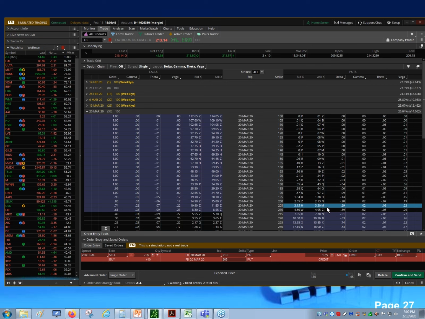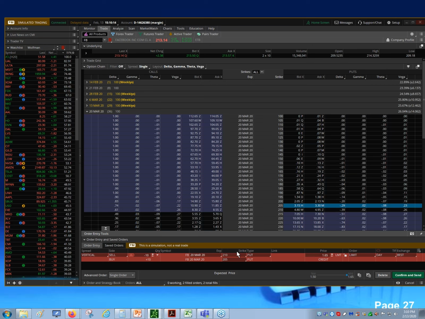But the 36 delta is also the sweet spot to be able to get the credit that we want to receive, which is about 33% the width of the spread. So it's a $10 wide spread, 33% the width. That spread is somewhere right around $1.60 something, right? So $1.65 is basically right on the nose, I think, if I'm doing the math correctly in my head.